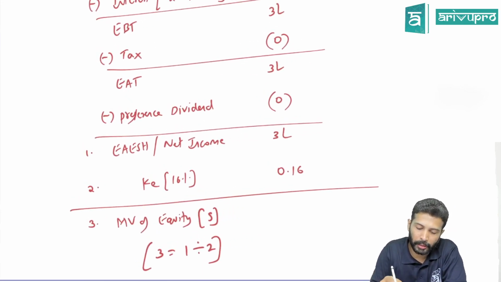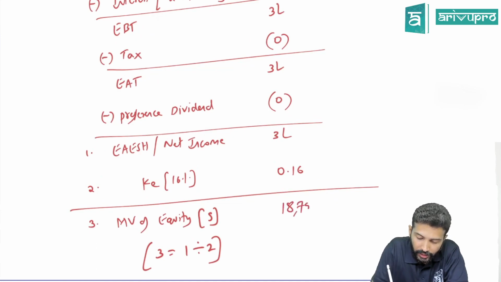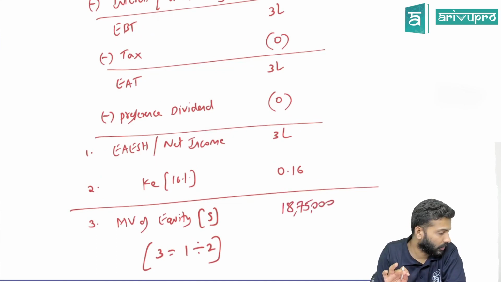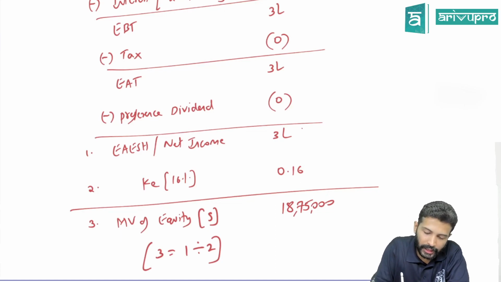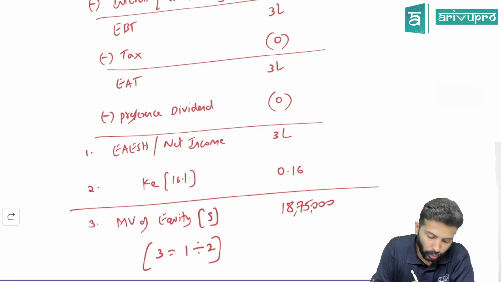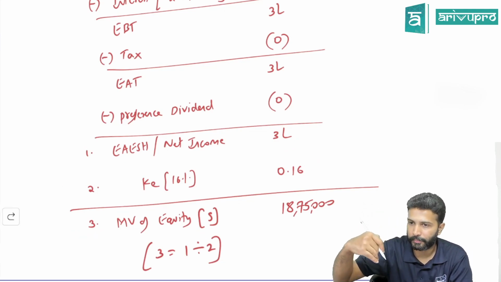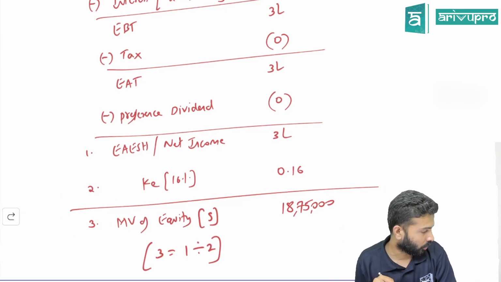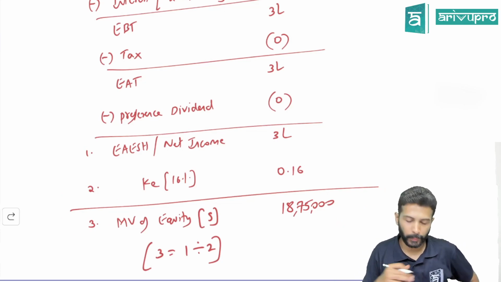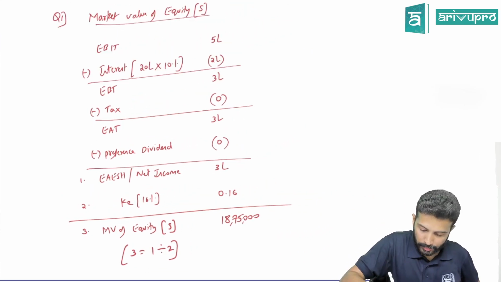3 lakh divided by 0.16 gives you how much? 18 lakh 75,000. Should I show the calculation, or did everybody get it? 3 lakh divided by 0.16 basically. That's what I've denoted as 1 and 2. If you don't want to write 1 and 2, you can write it as A, B, C. Any symbol presentation is okay. So the first requirement is done now.